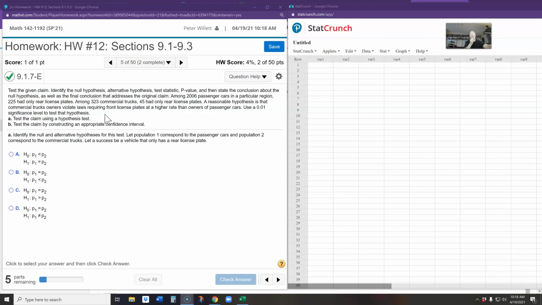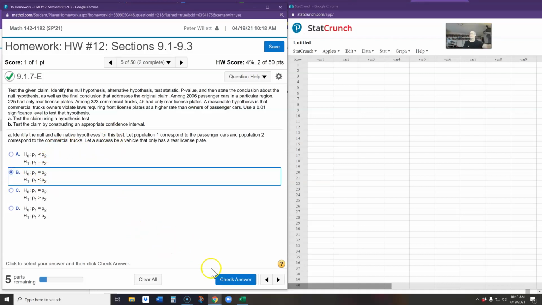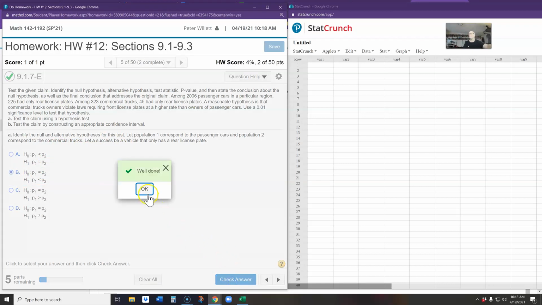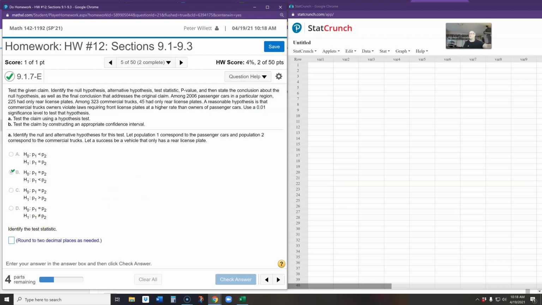And so that would mean our null hypothesis is that P1 is equal to P2, and that our alternative hypothesis is that P1 is less than P2. So we see that in B for the way they've set up their options there. So now we're supposed to identify the test statistic. So we're going to use StatCrunch to get the test statistic and the p-value.